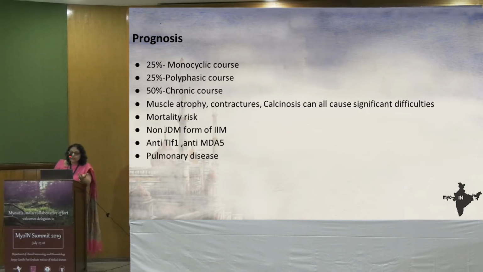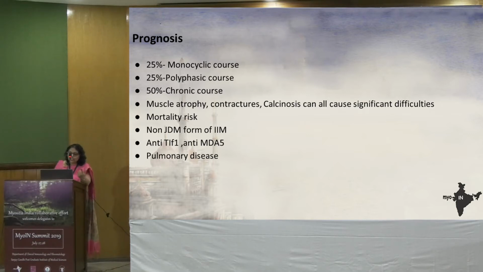The prognosis: 25% have a monocyclic course. These are the most rewarding patients to treat. 25% have a polyphasic course. If you recognize them, you can still keep them on treatment and maintain them well. And 50% have a chronic course. Some of these will be the heart-sink patients that we all have. Whatever you do, very refractory disease and very difficult to manage. Muscle atrophy, contractures, calcinosis can all cause very significant practical difficulties for these children. There is a small mortality risk.